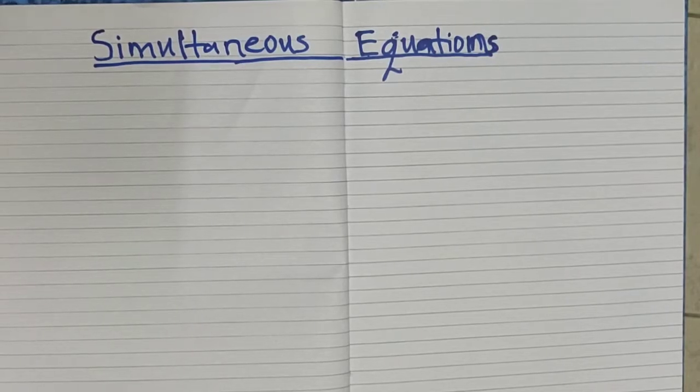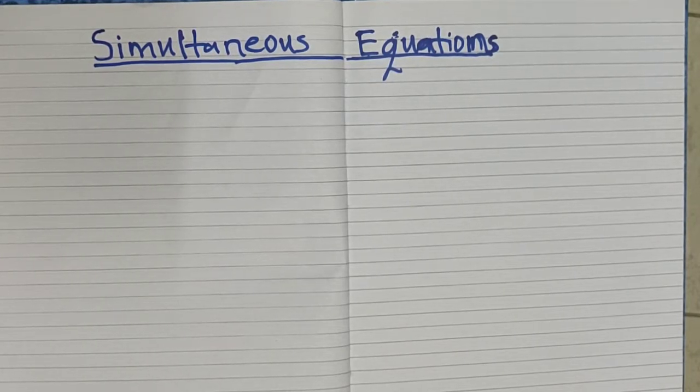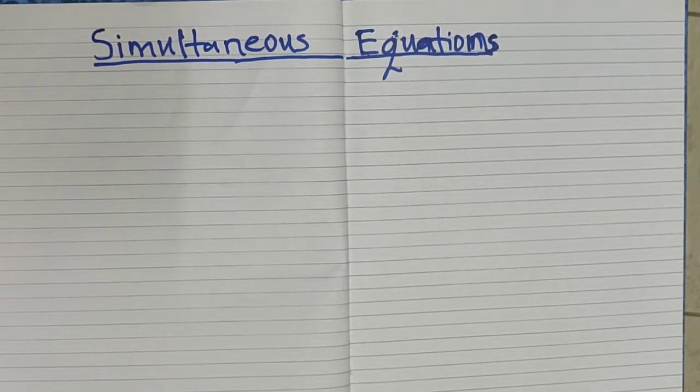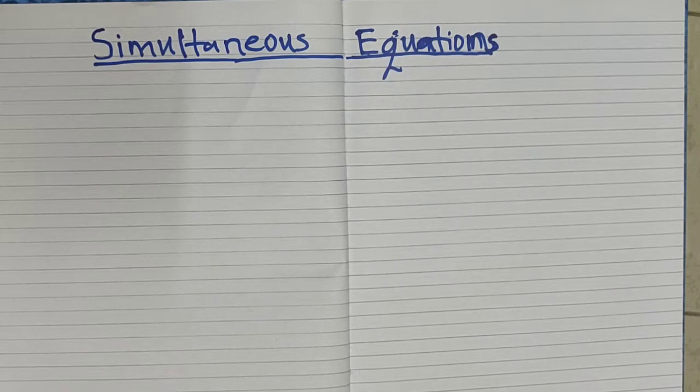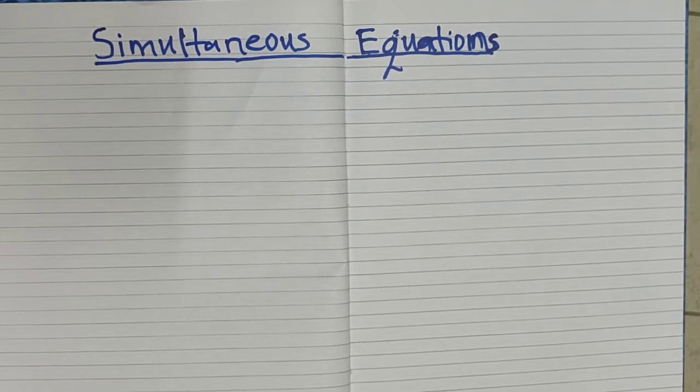Hello everyone, today we are going to look at simultaneous equations. With simultaneous equations, we have two methods of solving: the elimination method and the substitution method, but today we are going to look at the elimination method. Simultaneous equations simply means solving two equations, looking for the variables x and y.